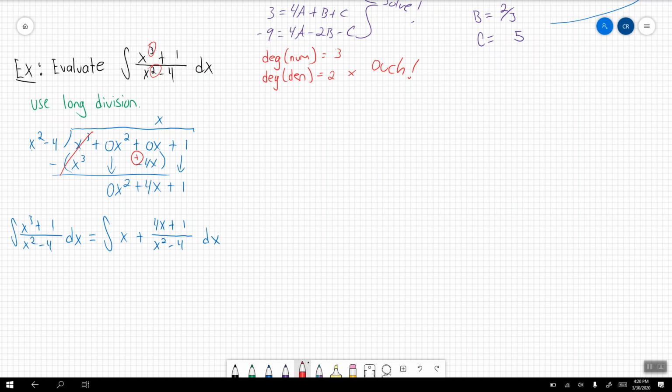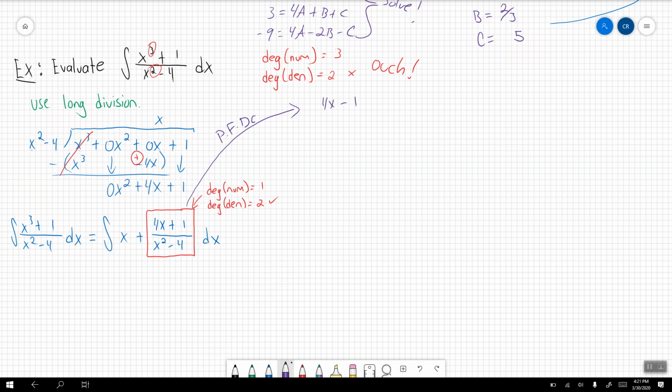Awesome. So now let's look at this here. This right in here, the degree of the numerator is equal to 1. The degree of the denominator is now equal to 2. Which means we can use partial fraction decomposition, but we must only use it on this initial term. We're not going to do it on the overall integrand, only on this term. So let's use partial fraction decomposition now.